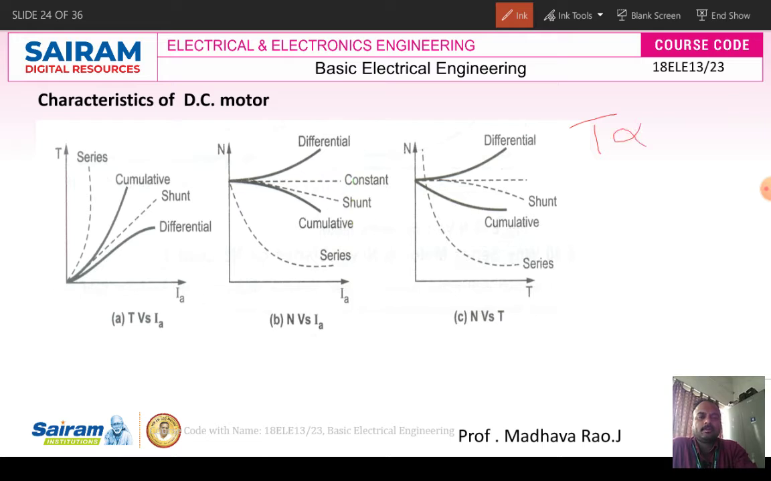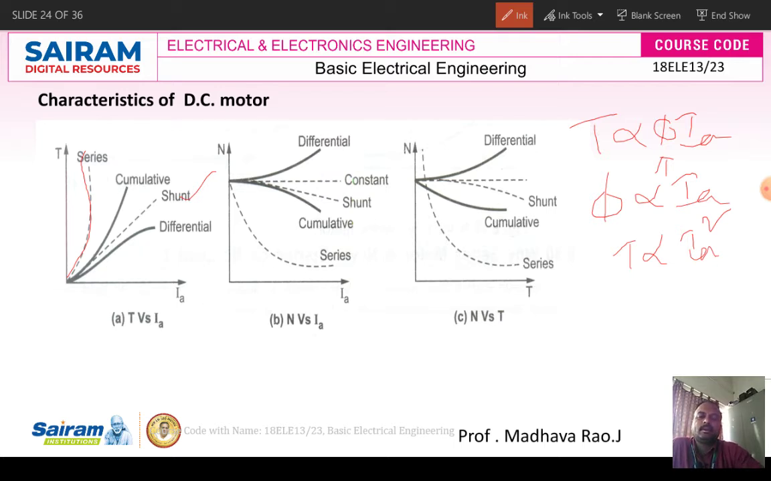Torque is proportional to φ into Ia. For the shunt motor, φ is constant. For the series motor, φ is proportional to Ia, so torque is proportional to Ia square. As Ia increases, torque will increase. So if Ia is 1, torque is 1, and if Ia is 2, torque will be 4.